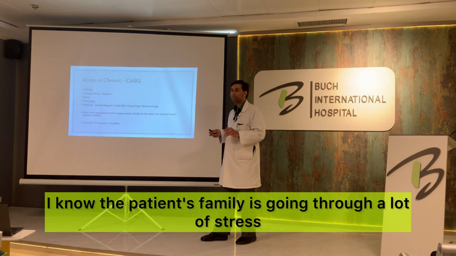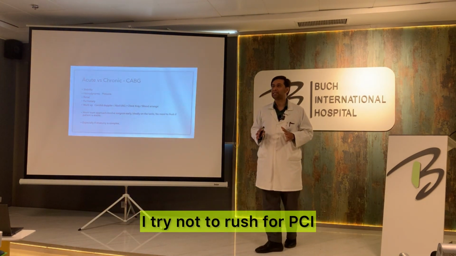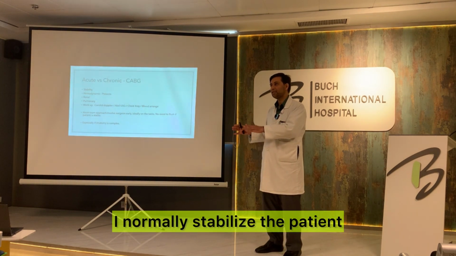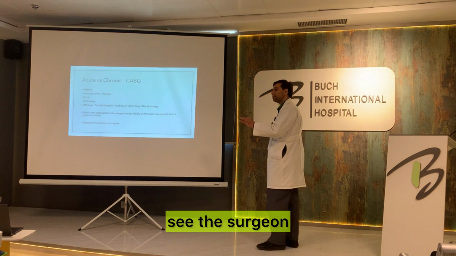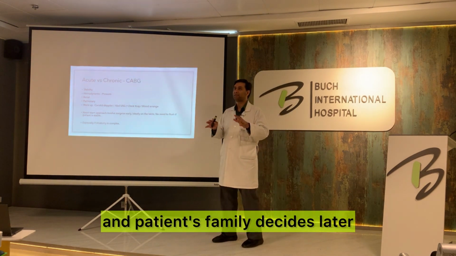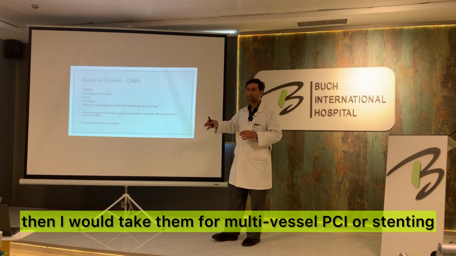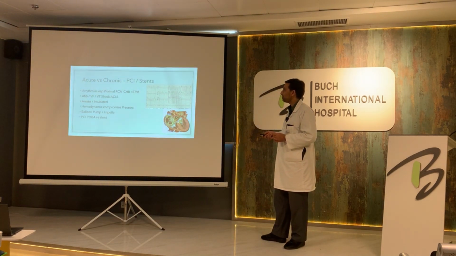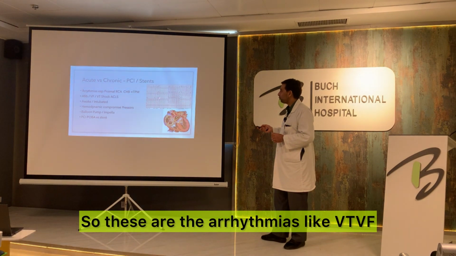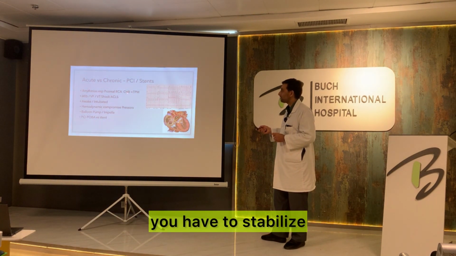So especially if the anatomy is complex, I know the patient's family is going through a lot of stress. I try not to rush for PCI. I normally stabilize the patient, let them cool off, let the information sink in, see the surgeon, and if the surgeon and patient and family decide later that they don't want bypass, then I would take them for multi-vessel PCI or stenting. So these are the arrhythmias like VT, VF, atrial fibrillation going on.